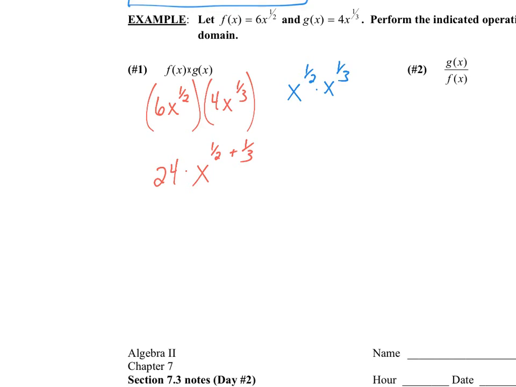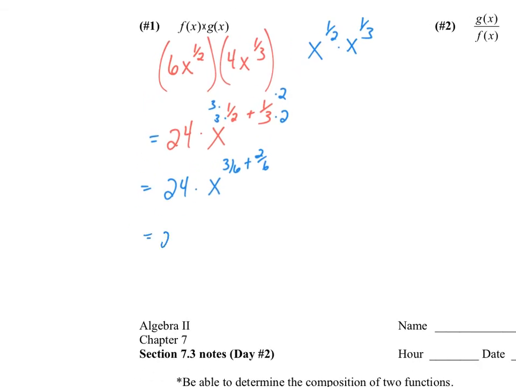If we look at the fractions, there's a 2 and a 3. We want to change the bottoms into 6. So we end up with 24 times x to the 3/6 plus 2/6. Okay, and if we add them up, we would get 24 times x to the 5/6. So we multiplied f of x and g of x. Now if we rewrite this, this would be 24 times the 6th root of x to the 5th power. So this is the operation we performed.